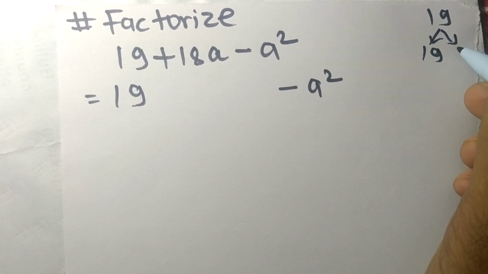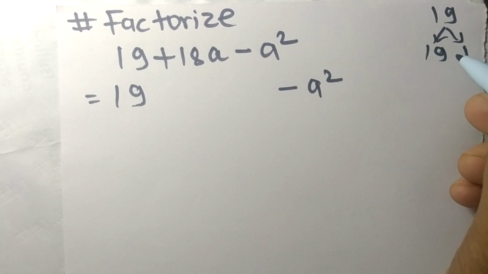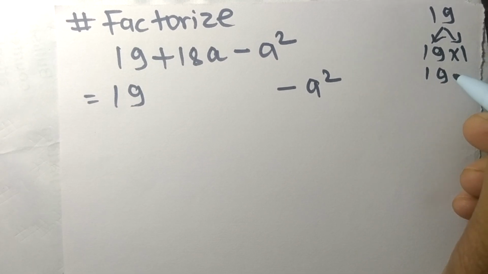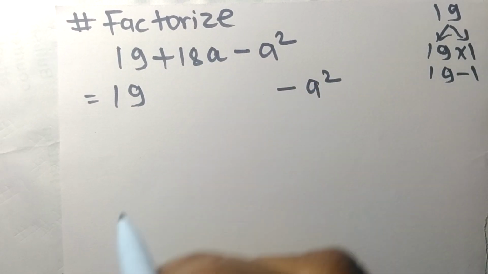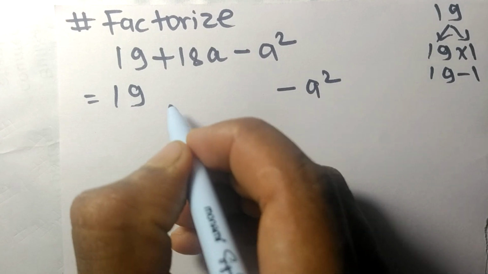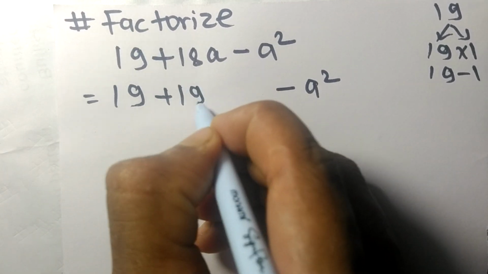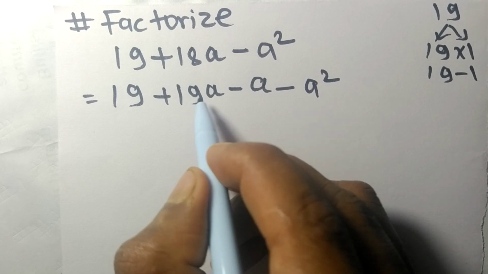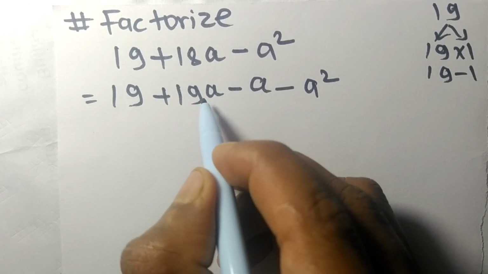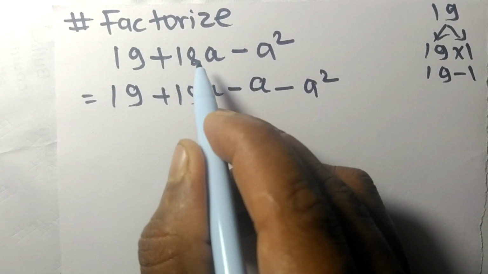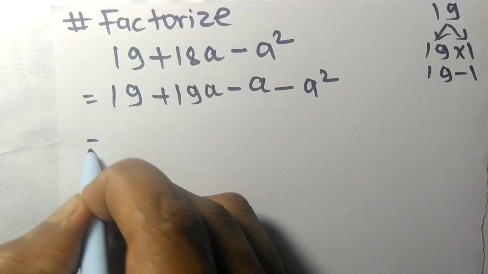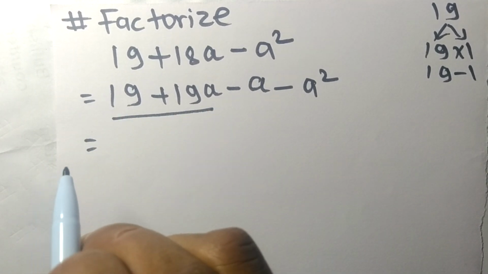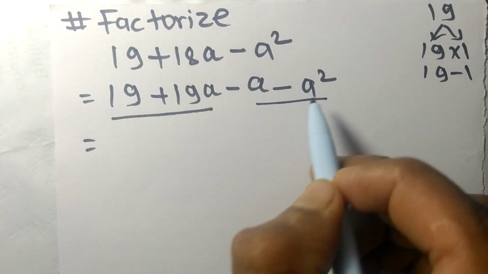So 19 and 1. 19 into 1 means 19, and 19 minus 1 means 18. So it is divided as 19 plus 19a minus a. So 19a minus a means 18a.